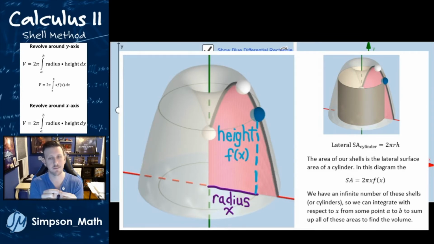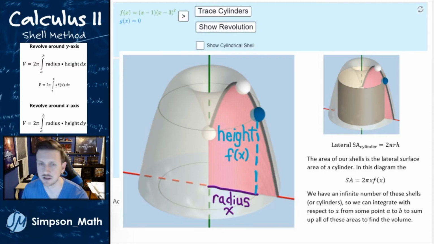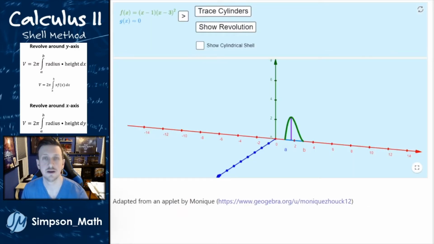So in terms of this diagram, instead of 2 pi r, it's 2 pi x. Instead of height, it's just going to be f of x. In this case, the f of x would be like an upside down parabola, which would still be in terms of x. If we have an infinite number of these cylinders or shells, we can integrate with respect to x from a to b, sum all those up, and that gets our volume.